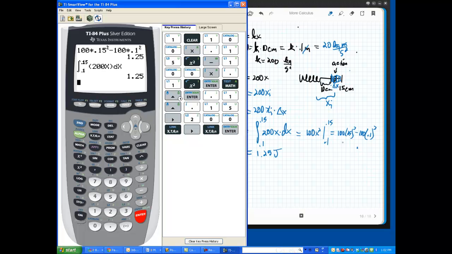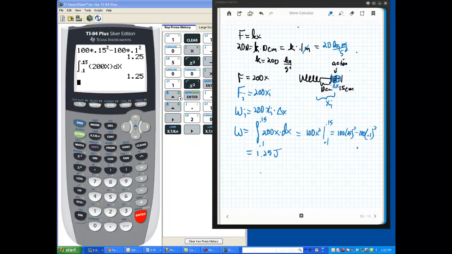Isn't that cool? All right, let me do one more for you. It's a little bit tricky, so we'll do one more of these guys and see what happens, because I want you to see kind of how tricky the Hooke's Law problems can be.